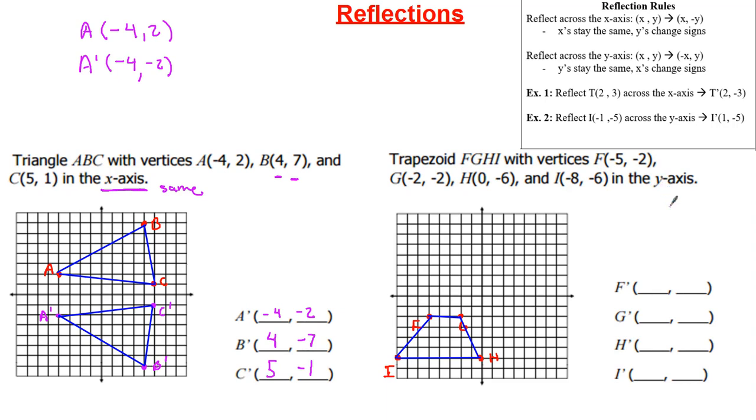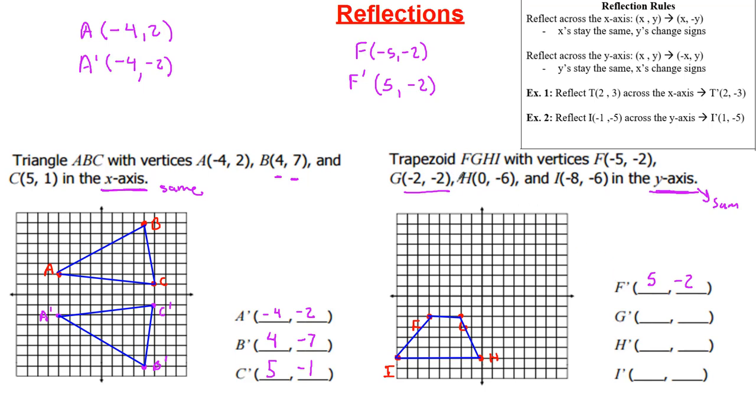This is the y-axis. So the y-axis is here. So of course, if it's reflecting across the y-axis, it's going to go from here to here. Now, for the y-axis, y's will stay the same. So if I have F, negative 5, negative 2, my y's will stay the same. So for F prime, my y here is negative 2, but my x, I'm going to take the opposite. So negative 5 now becomes positive 5. So F prime is positive 5, negative 2.